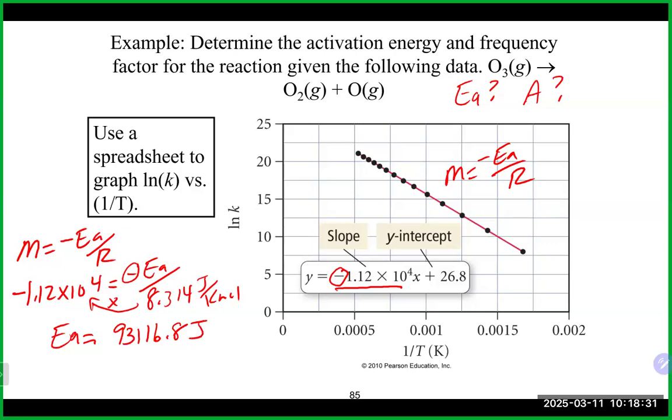93,116.8. These are joules, right? Joules per mole if you want. We could divide it by 1,000, which would get us about 93.1 kilojoules. Again, activation energy is usually given in kilojoules per mole in this particular case. First off, any questions on that there?